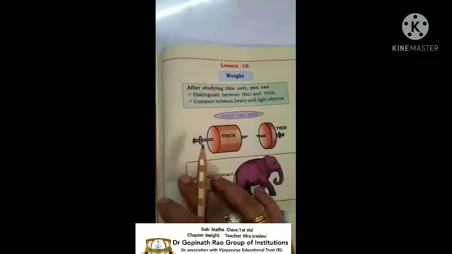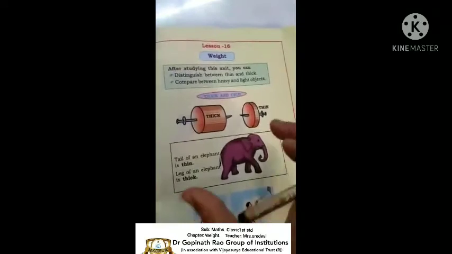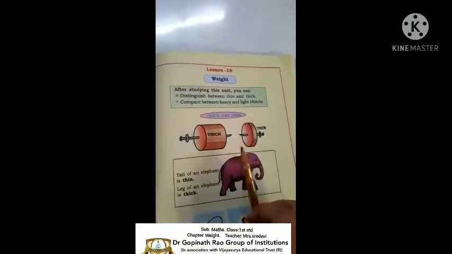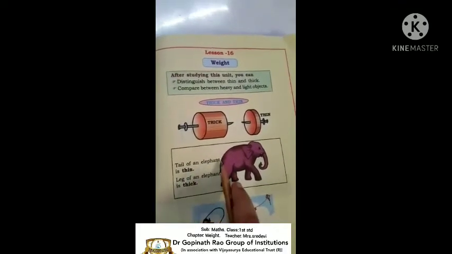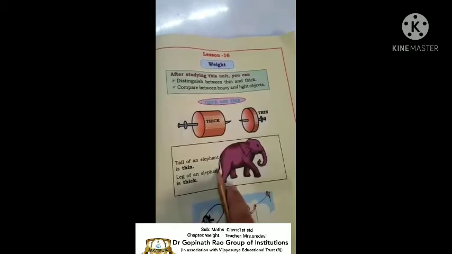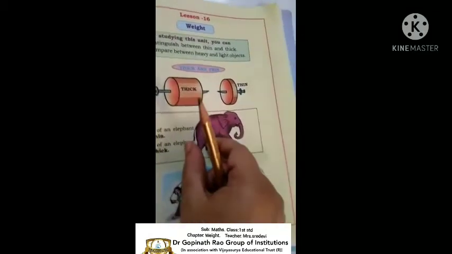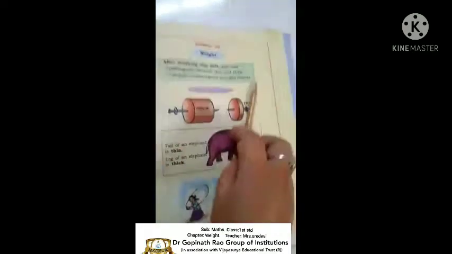Next here. Lesson number 16. This is thick and thin. The tail of an elephant is thin. See here, the tail of an elephant is thin. The leg of an elephant is thick. You can see the leg of an elephant here. The leg of the elephant is thick, whereas the tail is thin.